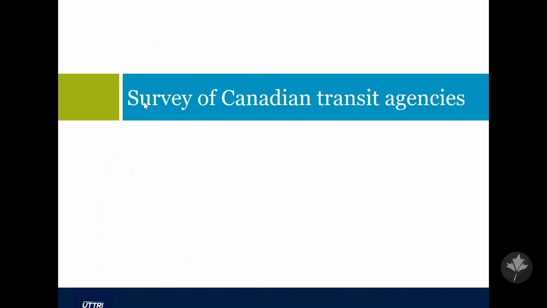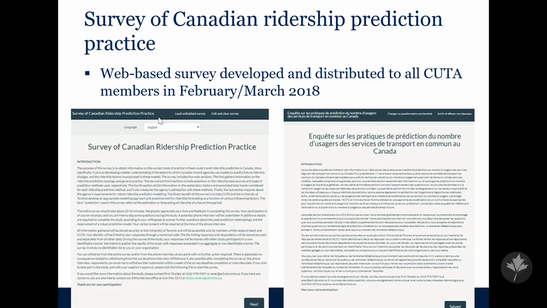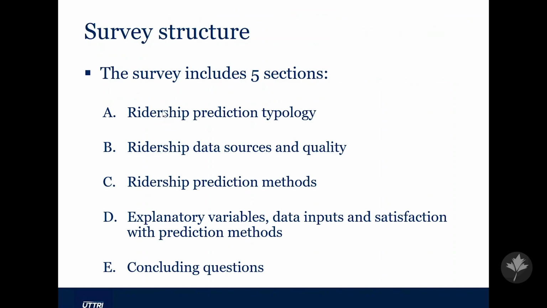The second task, as I mentioned before, was the consultation with the Canadian transit agencies to gain a better understanding of the ridership data and ridership prediction practices and so on and so forth. So we designed a web-based survey, and with the help of UTTRI, we distributed the survey to all its members in the months of February and March earlier this year. There are more details about the survey and the report, which you can look at your leisure. But the survey consisted mainly of 5 sections.